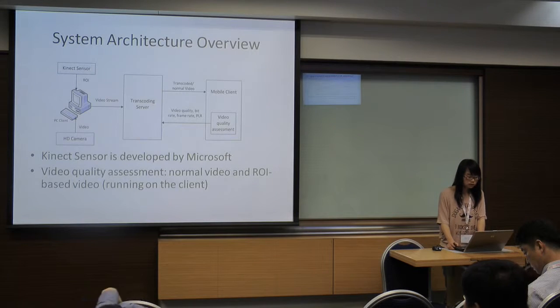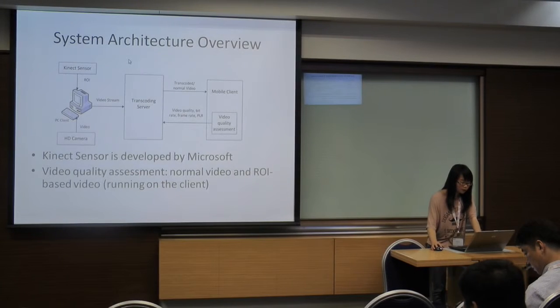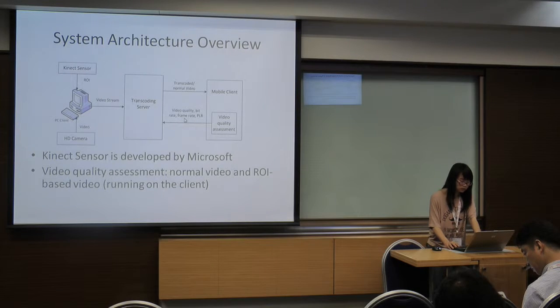First of all is the system architecture of our system. Because our system is based on video conference, the Kinect sensor first detects and extracts the ROI, and then sends the video stream to the transcoding server. The transcoding server may send transcoded video or normal video to the mobile client or some other PC client. Then video quality assessment runs on the client, and it sends feedback to the transcoding server. The feedback information includes video quality, bit rate, frame rate, and packet loss rate.